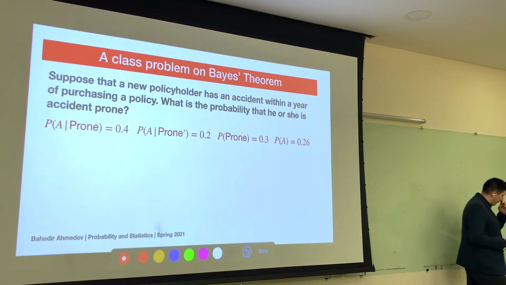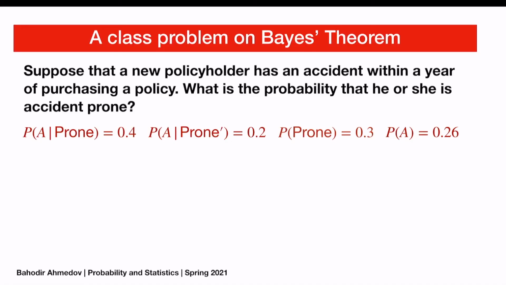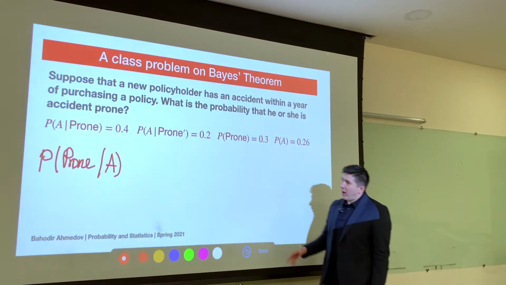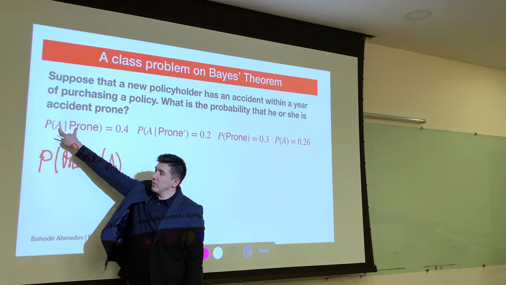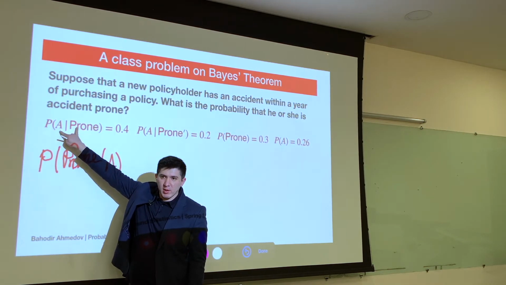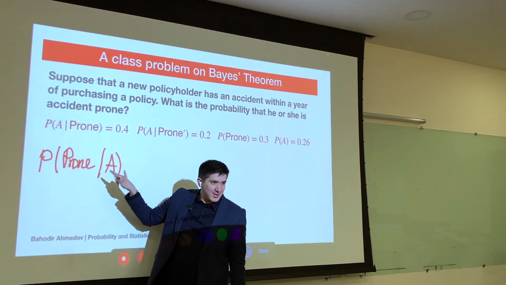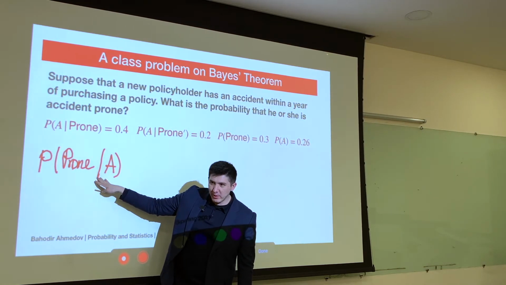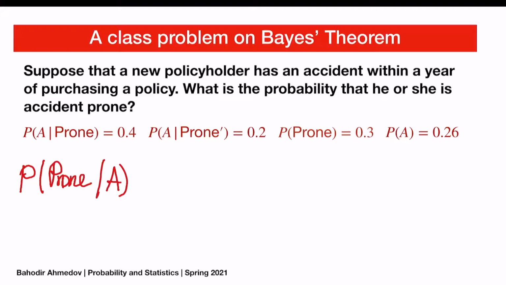First of all, I need to write down what I want, which is the key, actually. I would like to know the probability that he is accident prone if he had an accident. This is what I want. So you see, I know the version of this probability where these two things are swapped, but I don't know this one. That is why I'm going to use the Bayes rule.